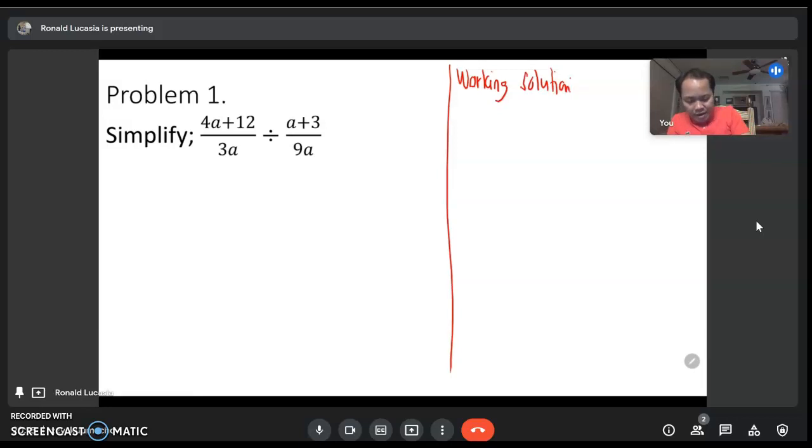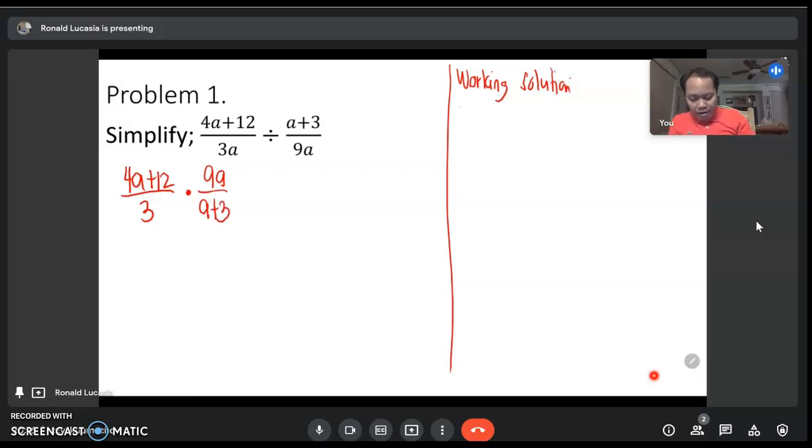So I'm going to divide 4a plus 12 over 3. You multiply it by the reciprocal of the second fraction. So when you get the reciprocal of a plus 3 over 9a, just switch the numerator and the denominator. That is going to be 9a over a plus 3.